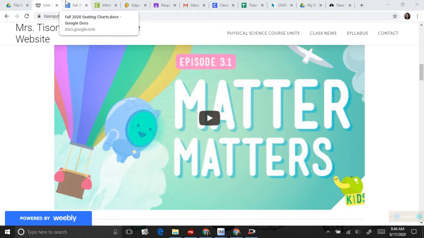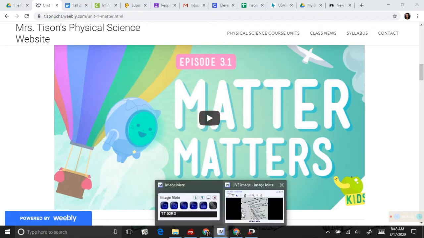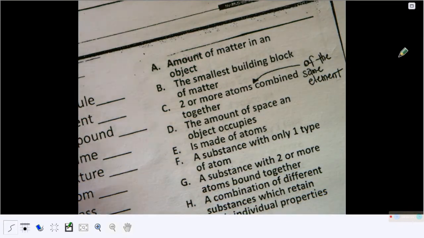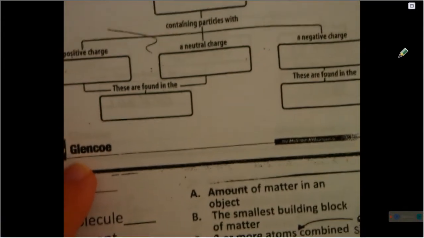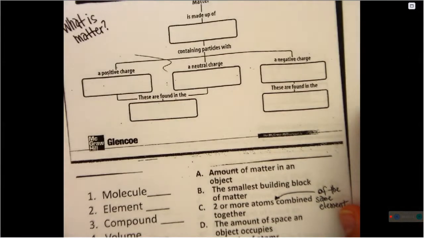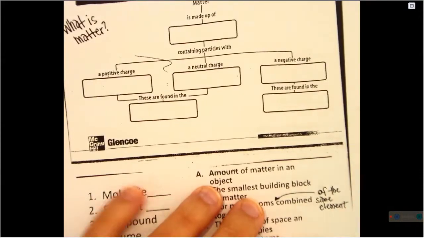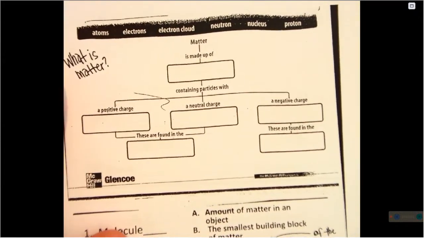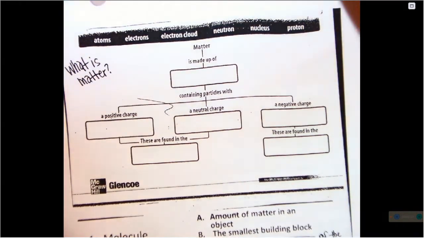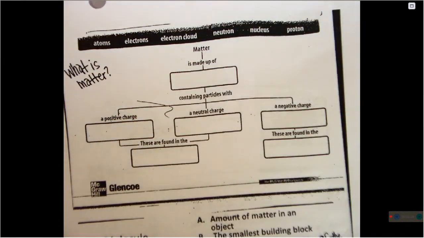All right, when you get back, we are going to look at some notes on what matter is made up of. So right here, and you don't have this paper, but what I do want you to do is possibly write this down if you have a sheet of paper with you, and keep it in your notebook in section 1 for matter.